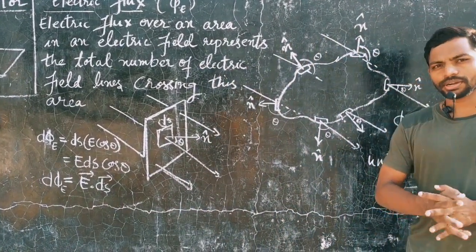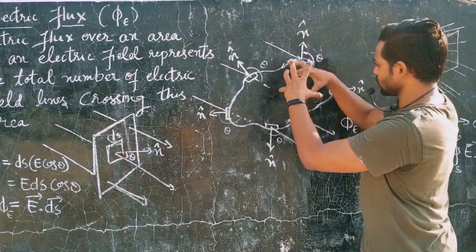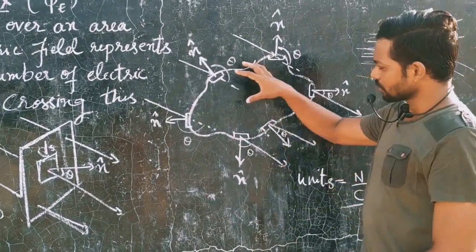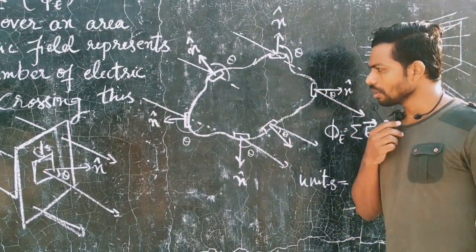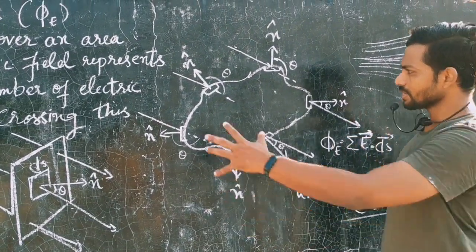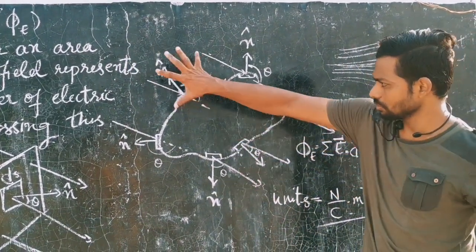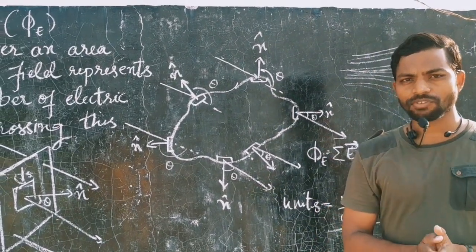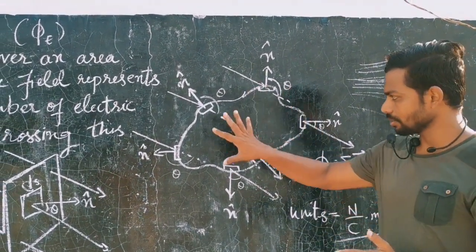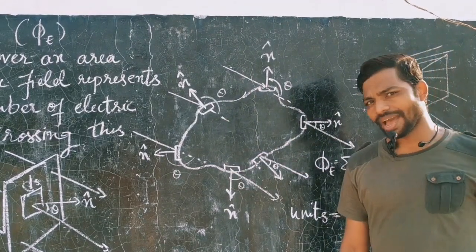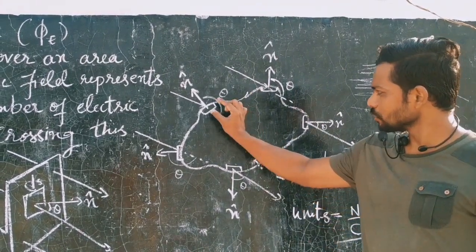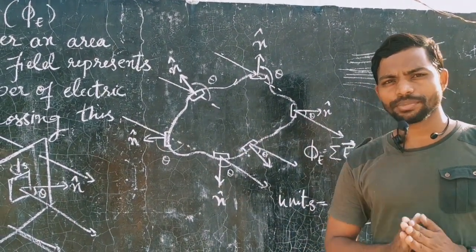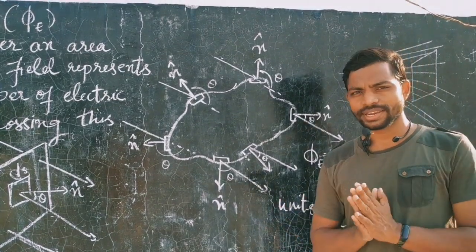Now for better understanding, we'll consider a closed surface. We'll consider some volume in the space which is random in shape. Let us say electric field is passing in this direction, this way. I would like to calculate the total electric flux passing through this surface. Then what I have to do? I have to consider small area elements. I would calculate the flux for each element and then add up. Then I get the total electric flux.